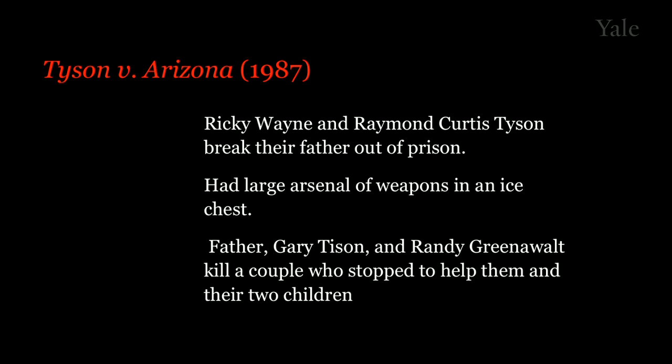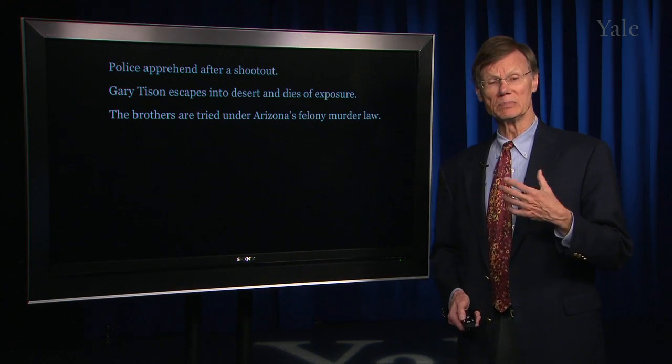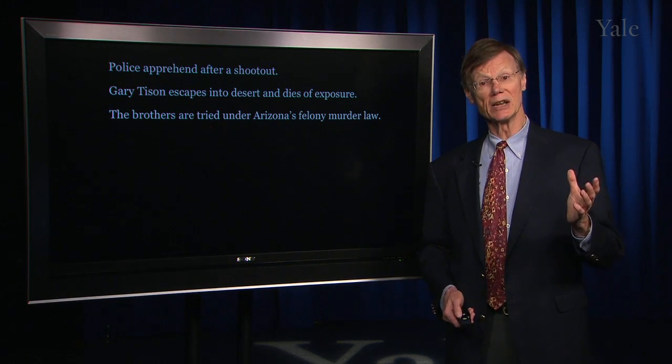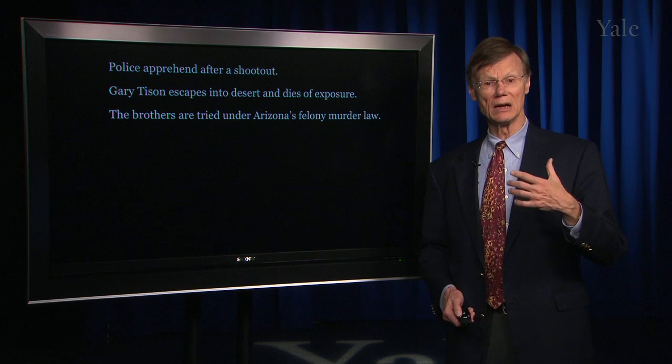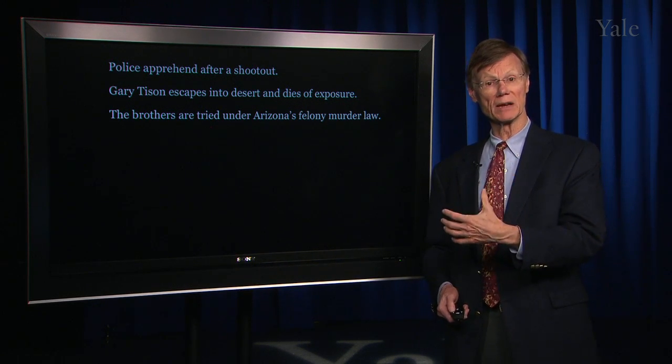Greenwald and Gary Tyson, the father, kill this couple who've been so nice to stop and offer them a ride, as well as their children. So it's a horrendous crime, but the police apprehend them after a shootout, but Gary Tyson has died. He goes out into the desert. He can't find his way back. He dies of exposure. So the brothers are the people left to be tried.